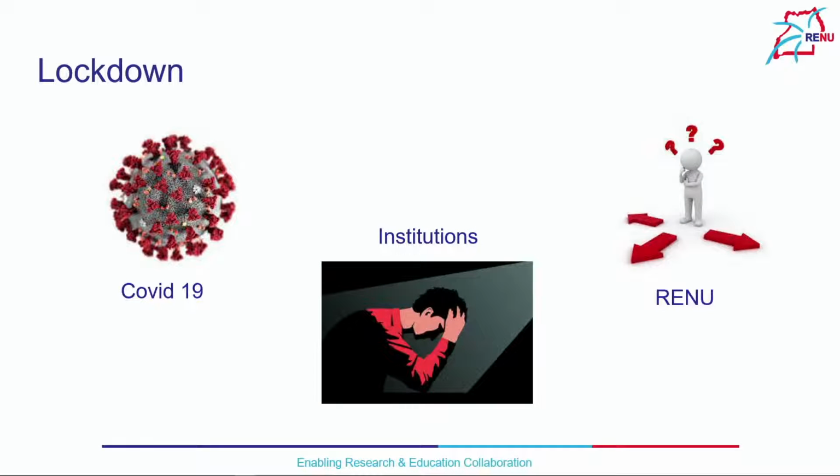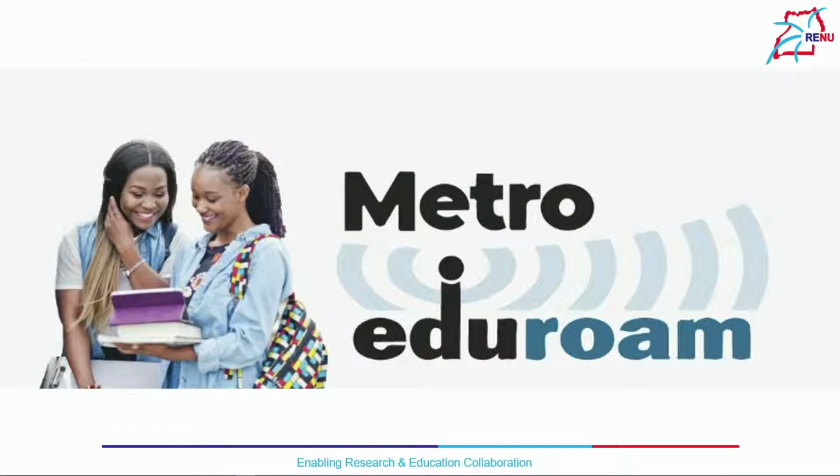So in September 2022, when we had that total lockdown, remember institutions were still paying for the bandwidth, but they were all at home. They were not using the bandwidth, except for the few that really asked for a disconnection at that time. So yes, they were home, they were paying for the bandwidth. So as Renu, we thought of how we could extend this network closer to our institutional members. And the solution at the time that we got was Metro Edirom.